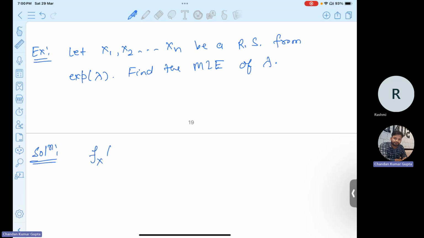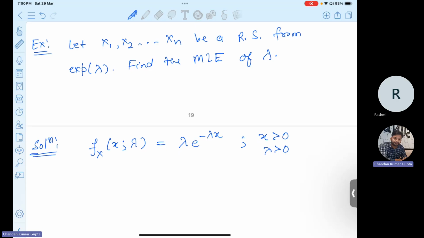Since x follows the exponential distribution, the PDF is lambda e to the power minus lambda x, for x greater than 0, lambda greater than 0. Now our aim is to first construct the likelihood function.